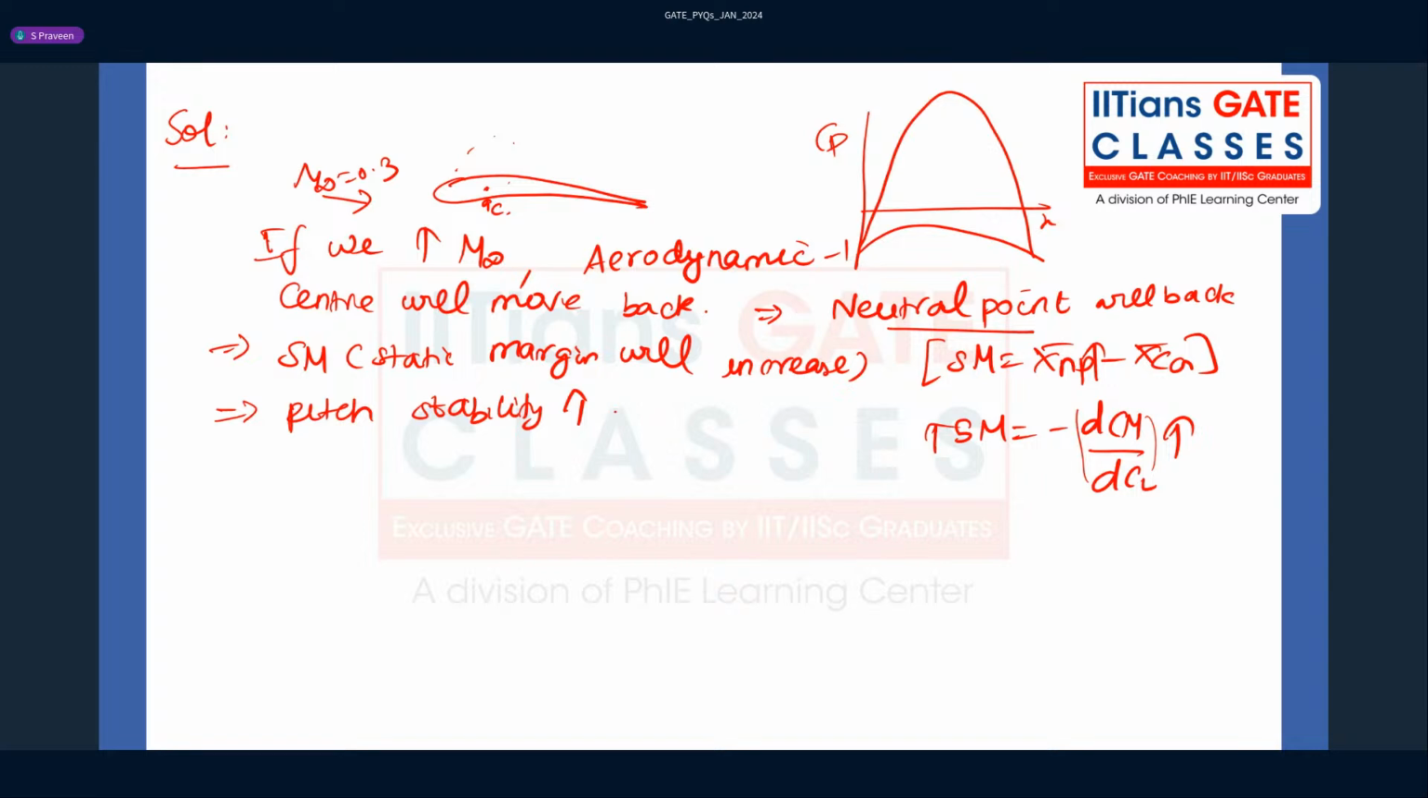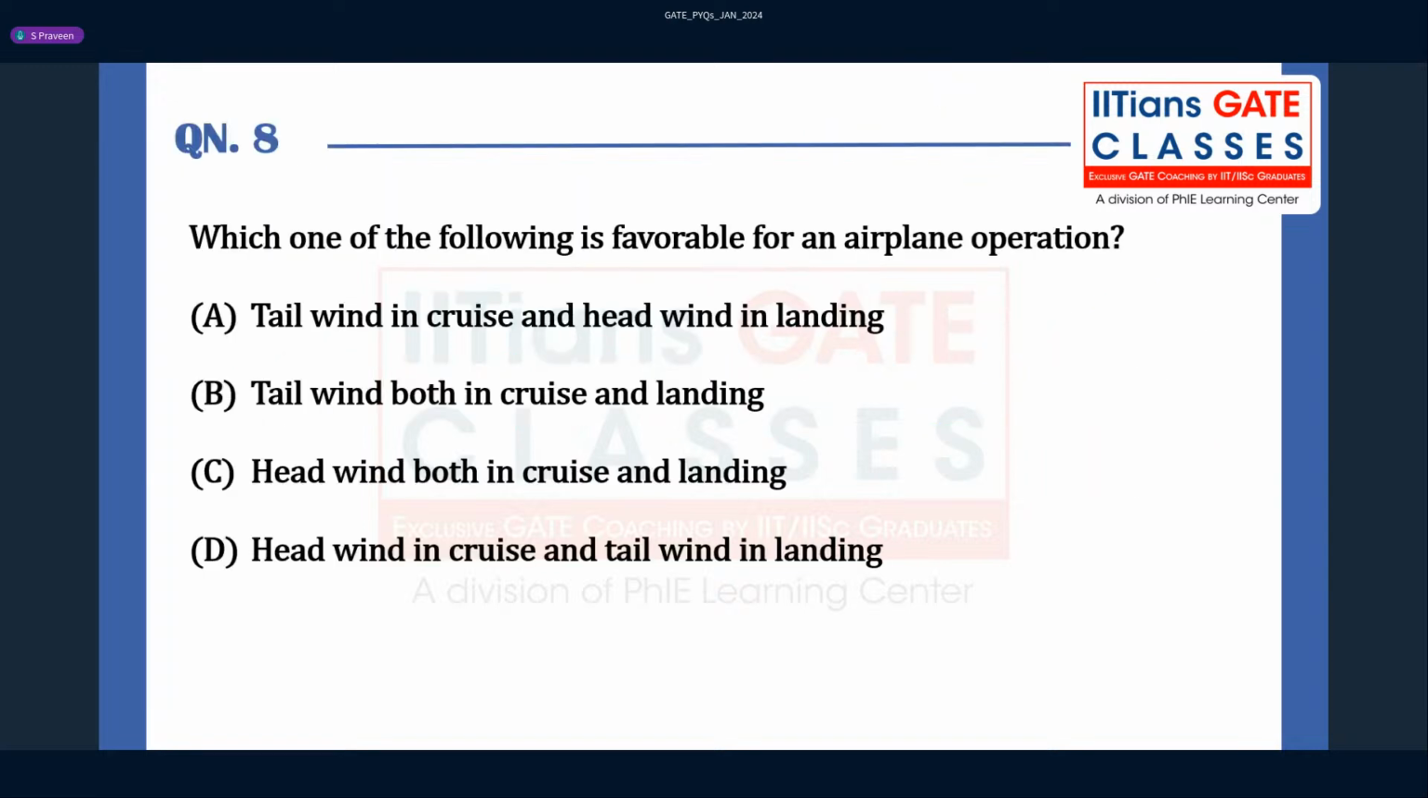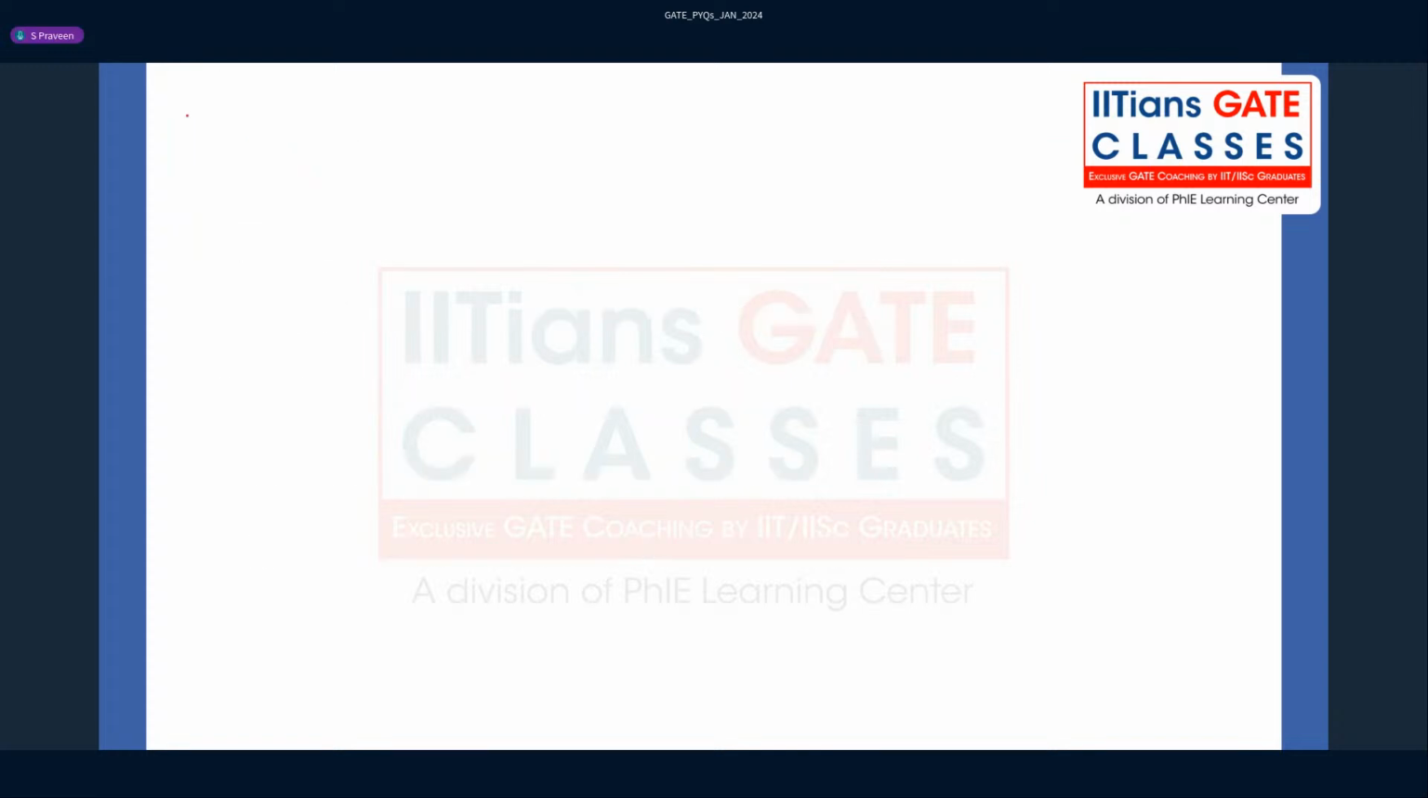Okay, right. So let's go to the next question. Which one of the following is favorable for an airplane operation? Tailwind in cruise and headwind in landing. Tailwind both in cruise and landing. Headwind both in cruise and landing. And headwind in cruise and tailwind in landing. Okay. So let's see. Pretty simple.